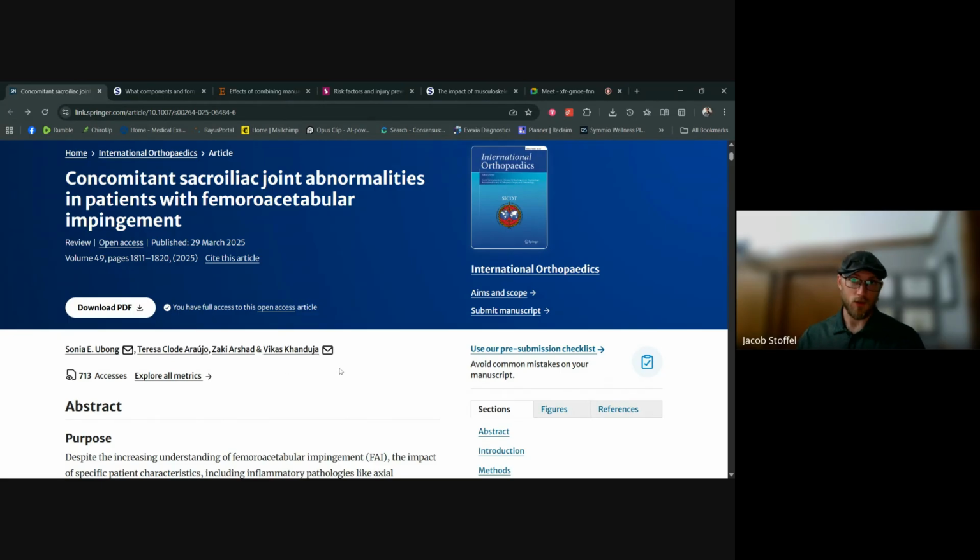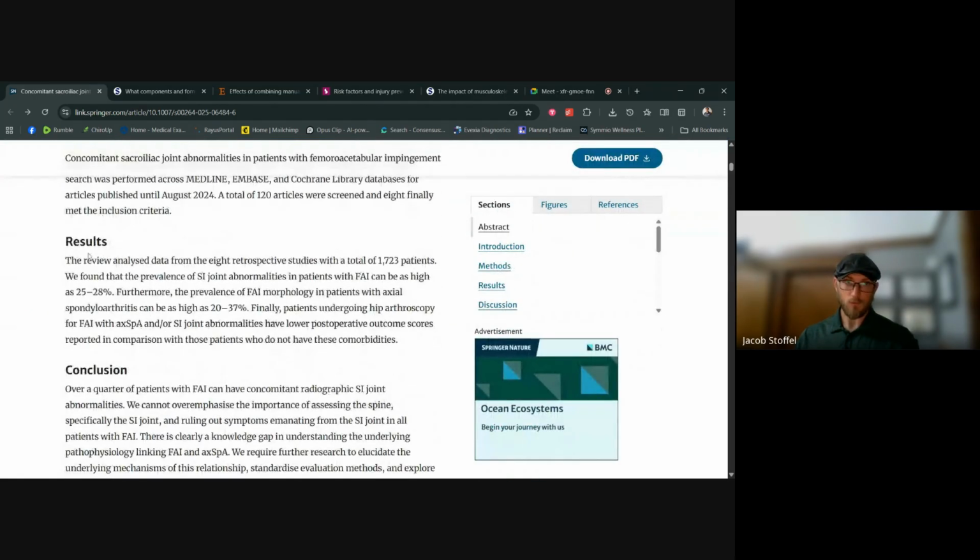So first up from the International Journal of Orthopedics, concomitant sacroiliac joint abnormalities in patients with femoral acetabular impingement. Put another way, if there is a patient who has a deformity of the hip, not uncommon, mind you, do they also have an SI joint abnormality as well? And this one they found, yes, actually, there is a fairly high chance that you will have some sort of concomitant condition if you have FAI. And when we talk about it, it's going to make sense. So what did they do?